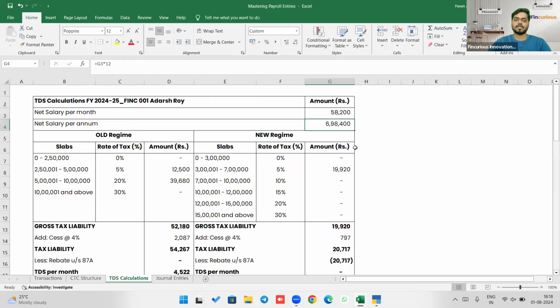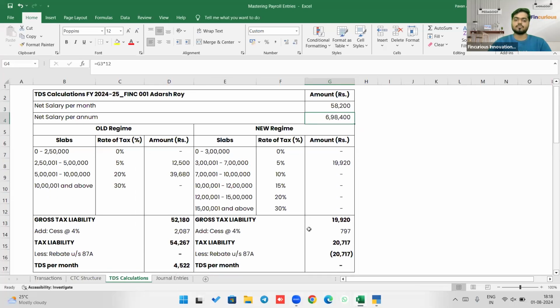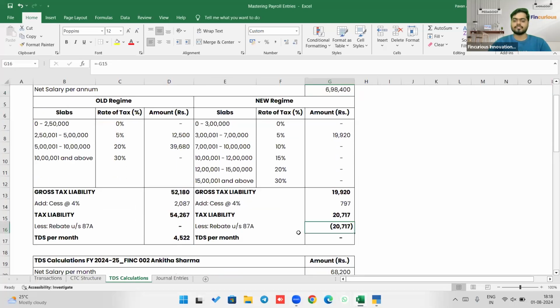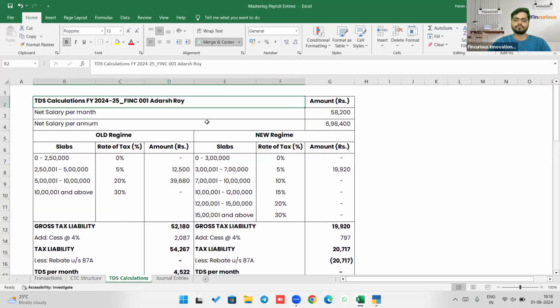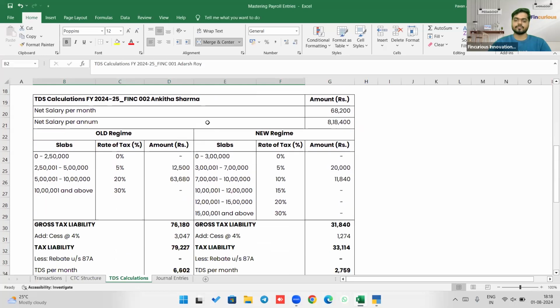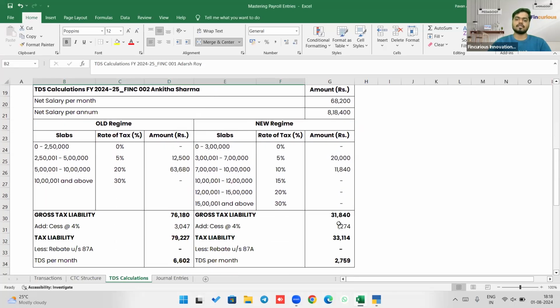Per annum, it would be 6,98,400. Under the new scheme, till 7 lakhs, there is no need to pay any taxes. Whatever taxes will come, the entire amount of tax can be availed as the rebate. So there is no TDS per month for Adarsh Rai. Next, Ankita Sharma. So Ankita Sharma needs to pay the taxes.